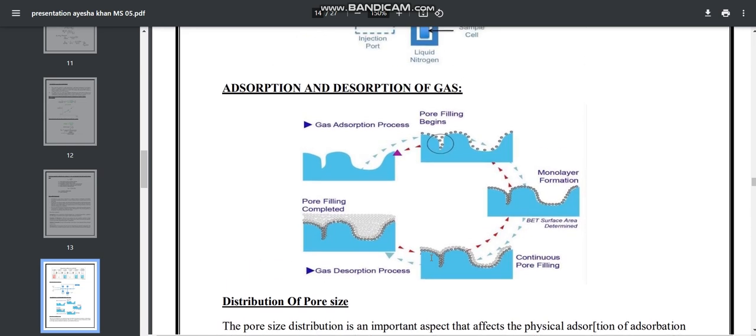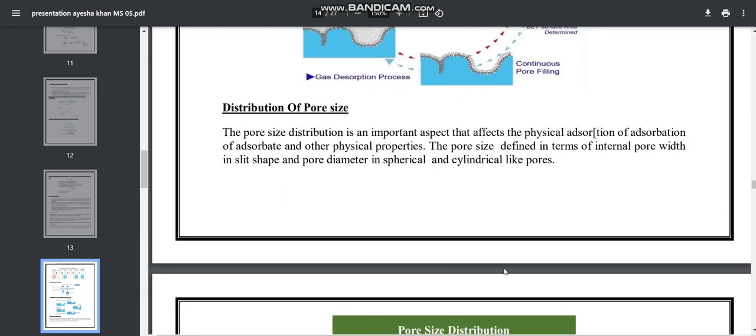This diagram shows the adsorption and desorption. First of all, the gas is introduced into the chamber and adheres to the surface. After the formation of the monolayer, other layers form, leading to multilayer adsorption. Then finally, the adsorbed gas is desorbed and again we get a bare surface which is ready for the next process. The next topic is distribution of pore size.